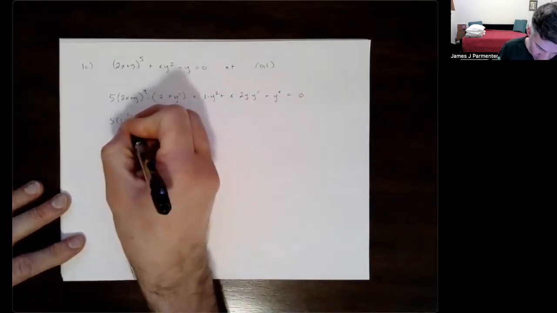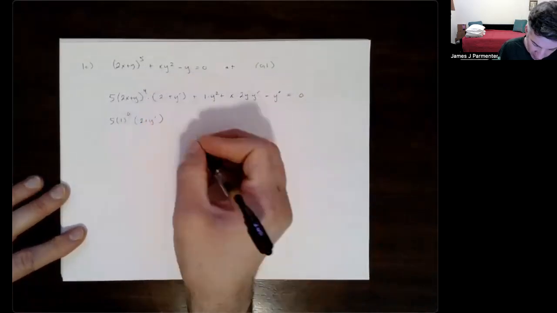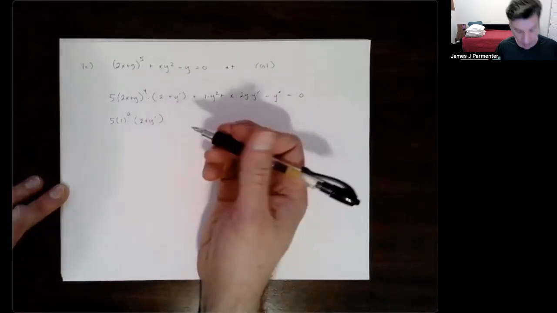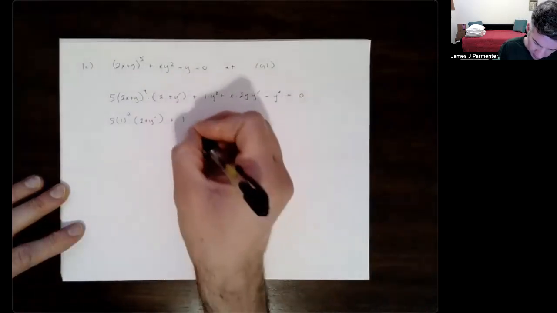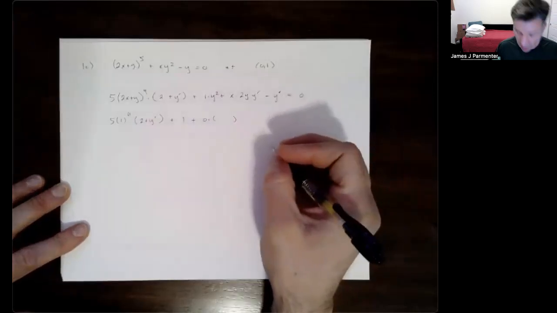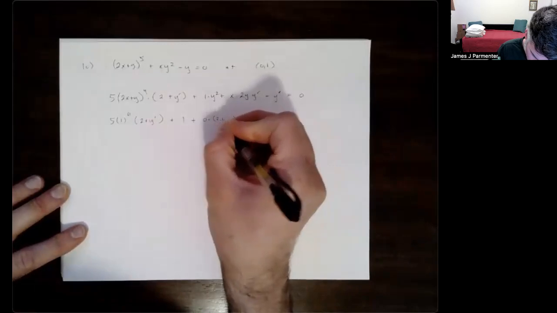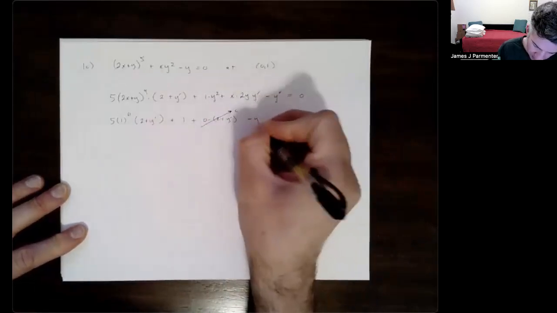I really don't even want to write 1 to the 4th. That seems silly. Times 2 plus y prime. I'm not plugging in anything for y prime, I'm trying to solve for y prime. Plus 1 times 1 squared. Plus 0 times, doesn't matter. 0 times anything is 0. I could write 2 times 1 times y prime, but it's really just a waste of ink. That's 0. Minus y prime equals 0.